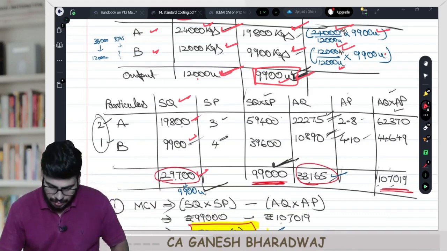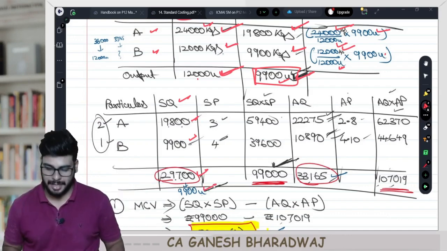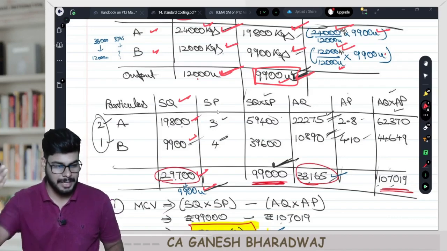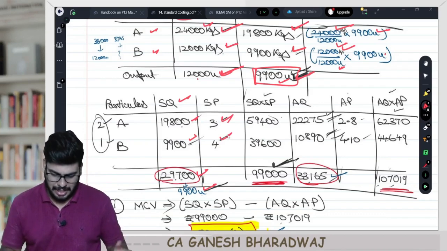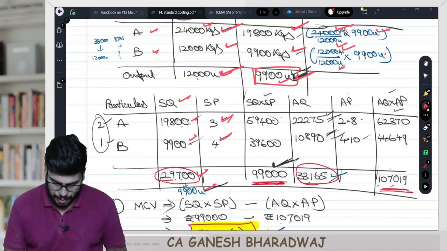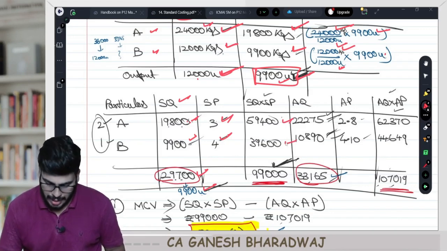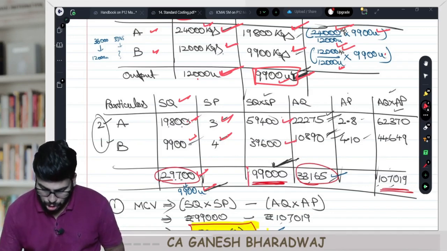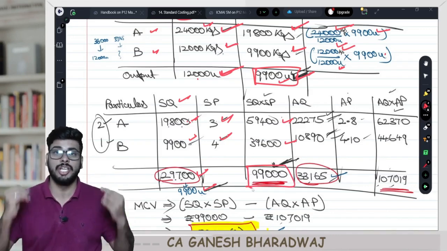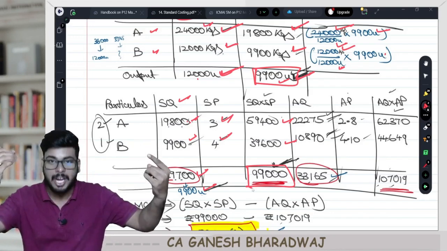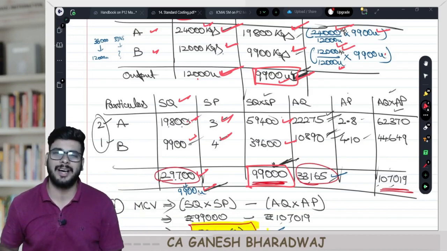So this got converted effectively into 9,900 units of output. Are you clear with this? This is the meaning. Now, what is the standard price? It's given in the question, 3 and 4. Let us multiply standard quantity into standard price, because we will be needing this figure anyway. You get 59,400 and 39,600. If you add up the two, totally 99,000 rupees is the total raw material cost you should have incurred for an actual output of 9,900 units. Are you clear with this, guys?